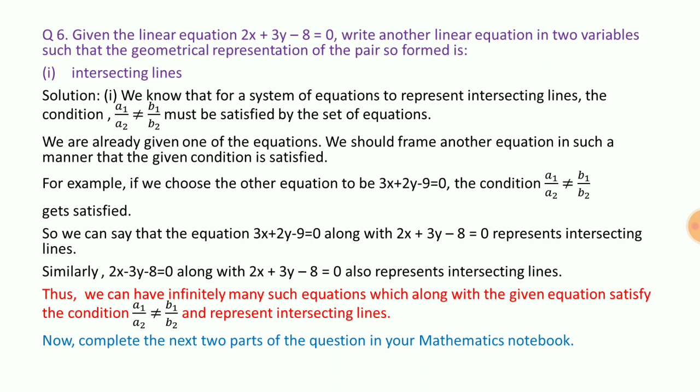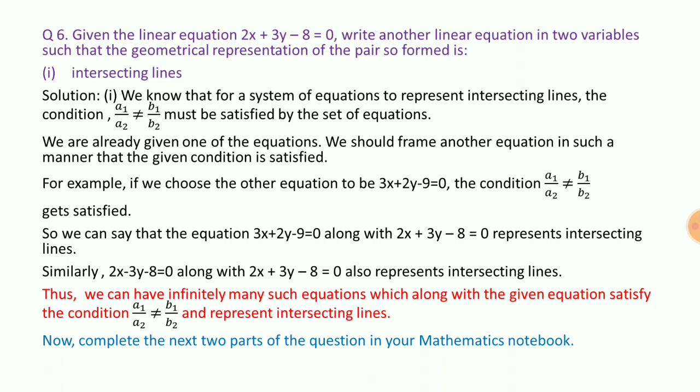So what do we get? A1 upon A2 is 2 upon 3. B1 upon B2 is 3 upon 2. They are not same. A1 upon A2 is not equal to B1 upon B2 and hence we will get the two lines which will be intersecting. That is, the second equation can be 3x plus 2y minus 9 equal to 0. This way you can find out different equations as per you wish.